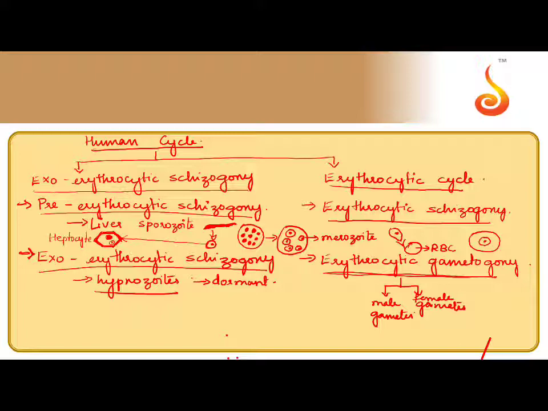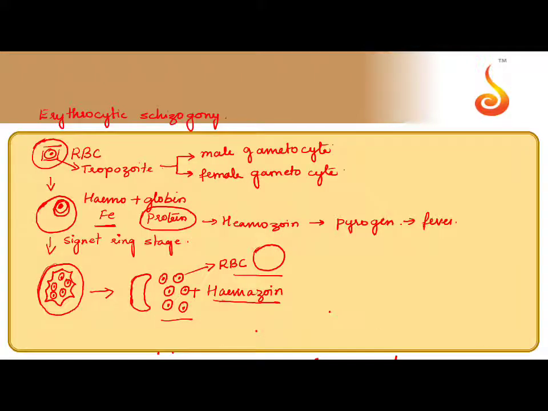Now we will be moving on and seeing what happens in mosquitoes. Just before it enters the mosquito, the gametocyte formation starts happening here. So here we see that certain forms of trophozoites do not get into the erythrocytic cycle and start forming male gametocyte and female gametocyte.